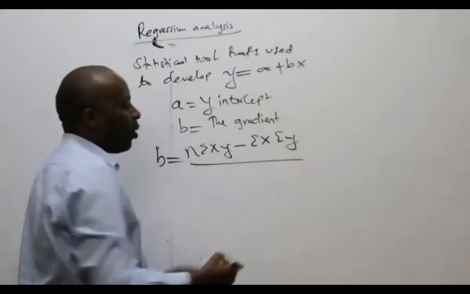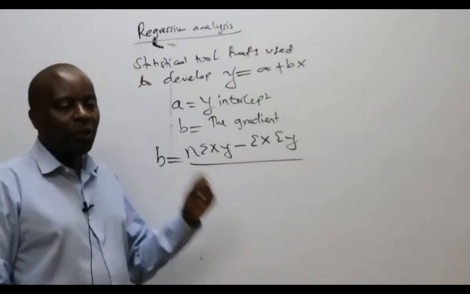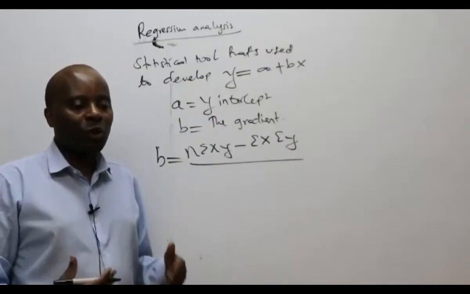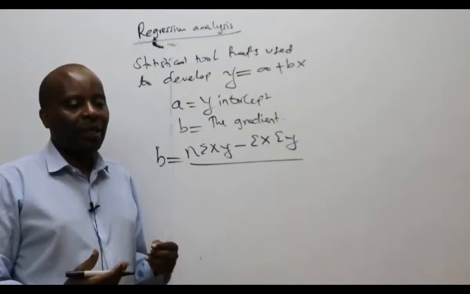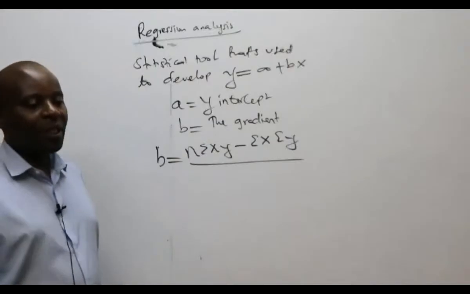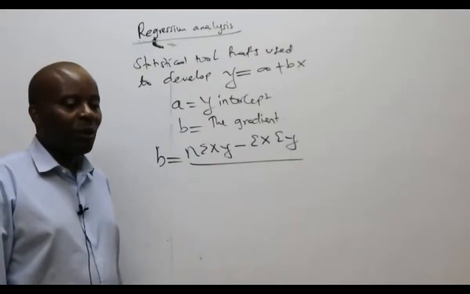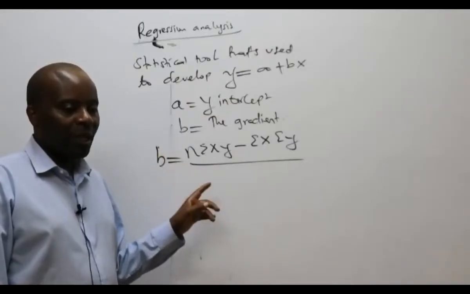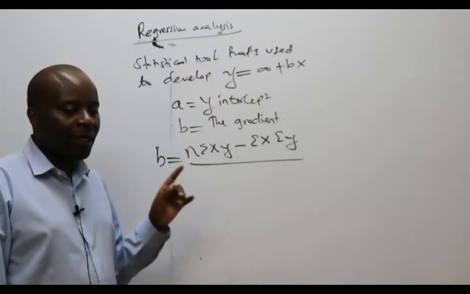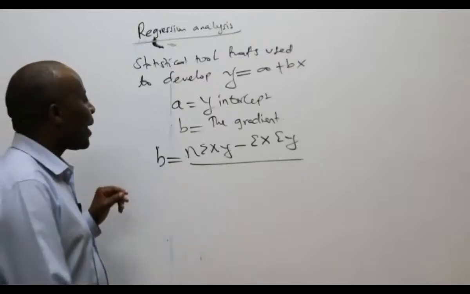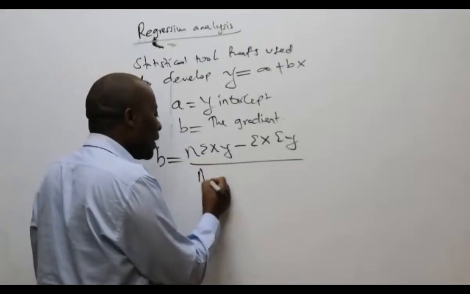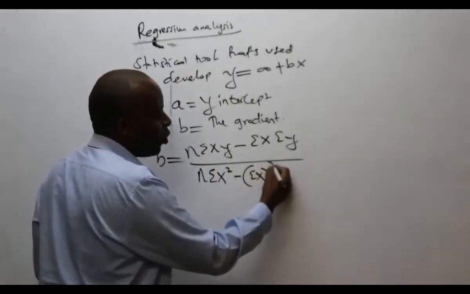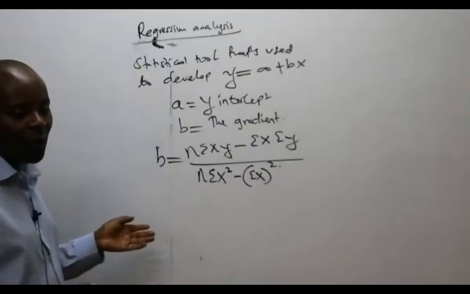All over, how about the denominator? Creativity is important. So this is the formula of getting the numerator of b. How about, in this case here, the denominator? You can see what Amaya is saying: to get the denominator here, we shall be taking n summation of x squared minus, in brackets, summation of x, squared. So this is very important for us.